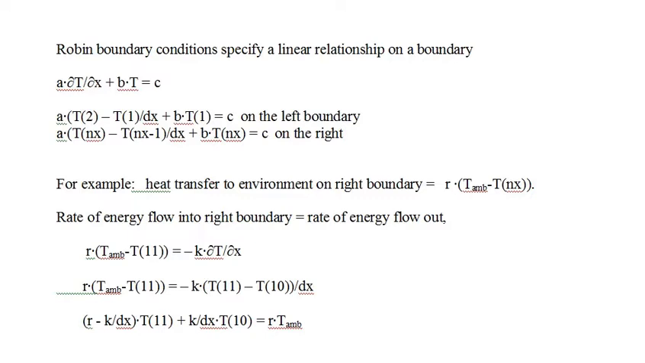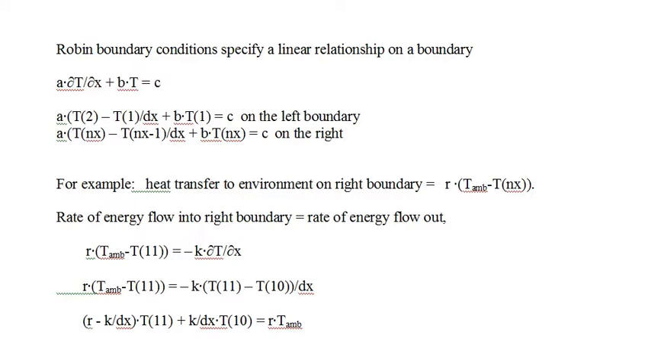For example, suppose there is heat transfer to the environment on the right boundary equal to the difference between the ambient temperature, Tm, and the wire temperature at the right boundary, Tnx, and the rate is R times that difference. The rate of energy flow into the right boundary equals the rate of energy flow out, so we have R times (Tm minus T11) equals minus K times the partial derivative of temperature with respect to x evaluated at the right boundary.